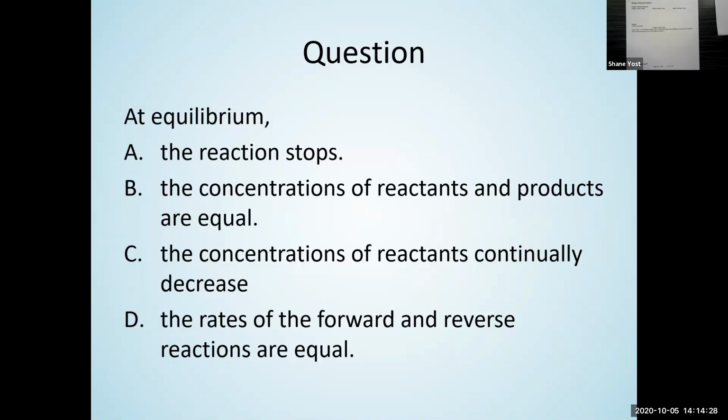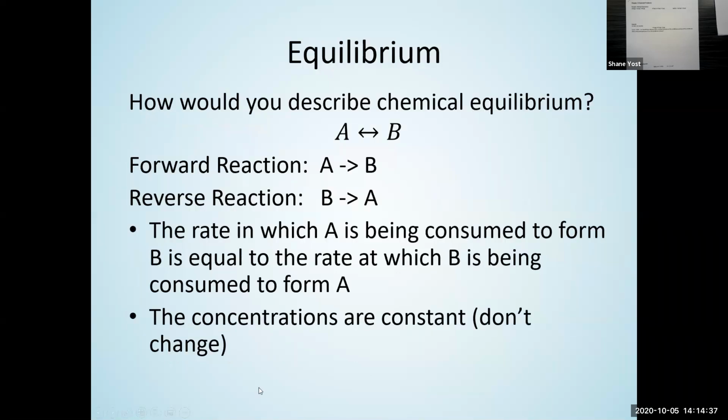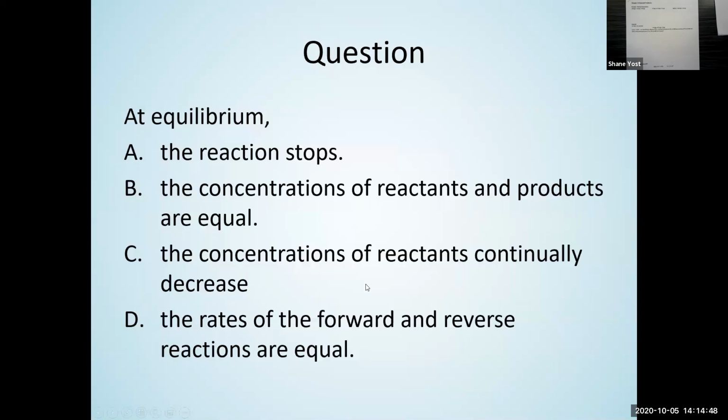So for a reaction at equilibrium, as we talked about, the rates of the forward and reverse reaction are equal. The rate at which A is being consumed, that's the rate of the forward reaction. The rate at which B is being consumed, that's the rate of the reverse reaction. They are equal. Now for B, this could be true. It could be that you have the same concentrations of reactants and products, but in general, that does not have to be true.